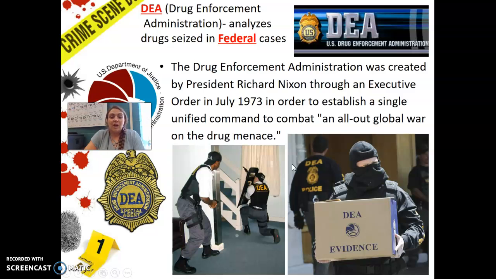Most of the DEA would handle big cases. So this isn't small drug offenses that would be handled by cops in the city, but any drug traffic ring, okay, is what they would be going in after.